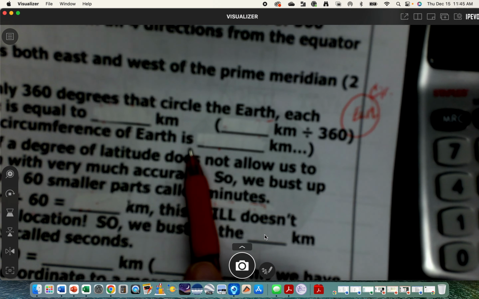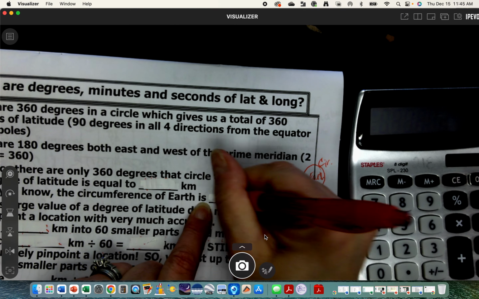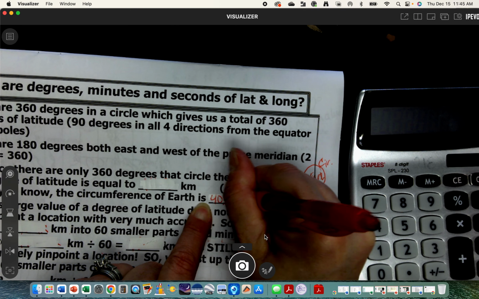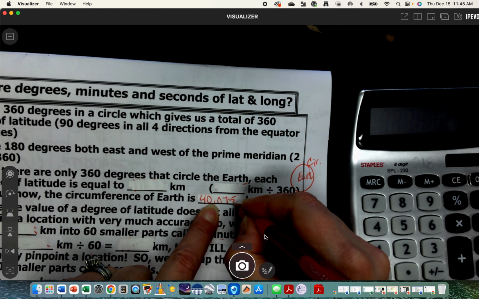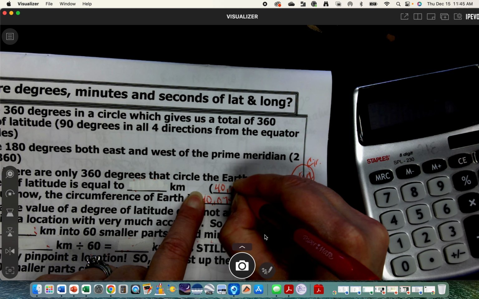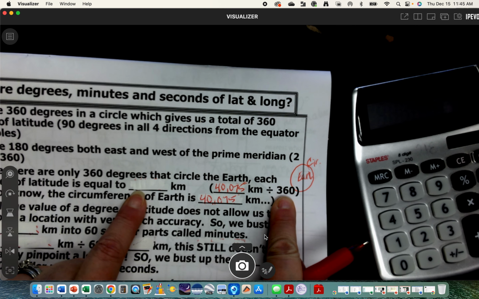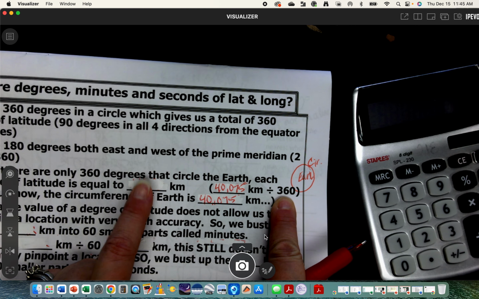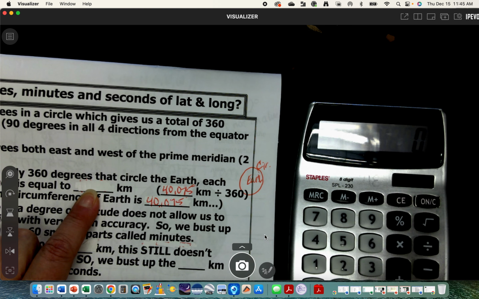As you know, the circumference of Earth is, we're going to fill in this blank right here, 40,075 kilometers. So we're going to take this value, follow along, everyone should be writing, 40,075. I want you to take that number divided by 360 and round to the hundredth and record it here. Pause it if you need to.